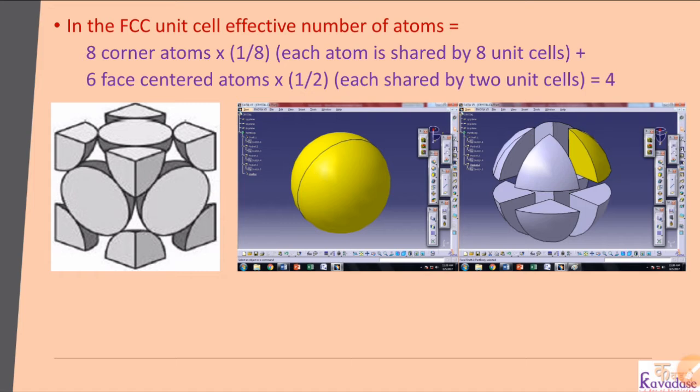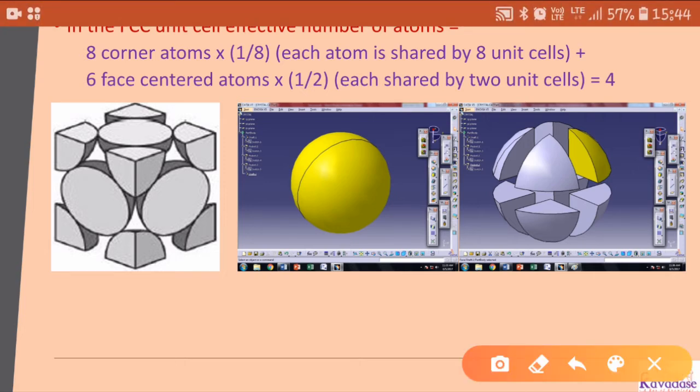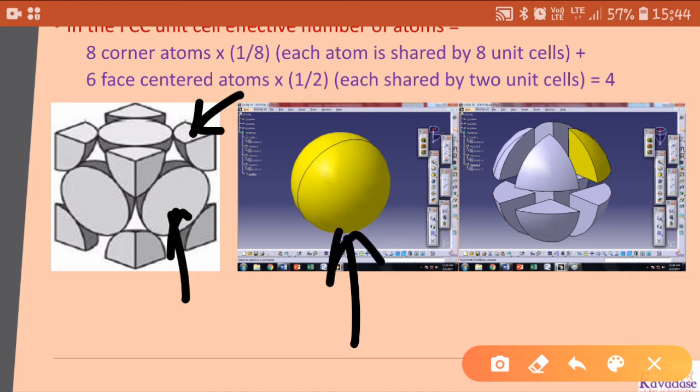In the FCC unit cell, the effective number of atoms can be calculated as follows. Why do we calculate the effective number of atoms? Because in the unit cell you can see there are some such types of atoms and other such types of atoms, so we cannot have complete atoms of such types. To find the complete or effective number of atoms, we need to do some calculations here.